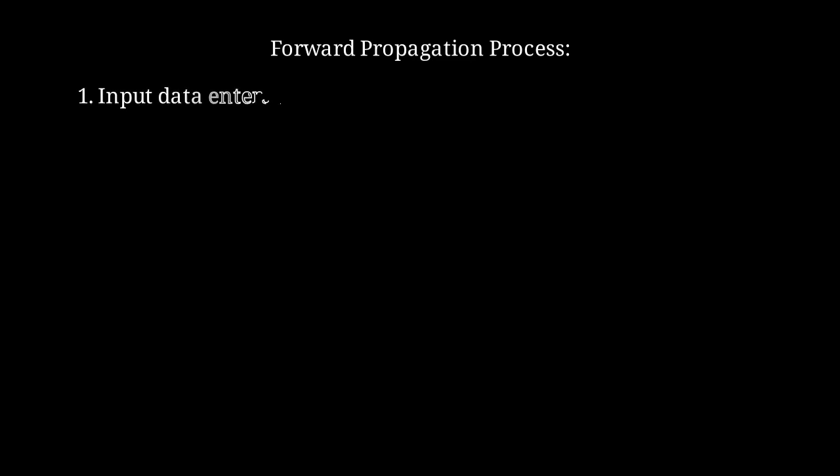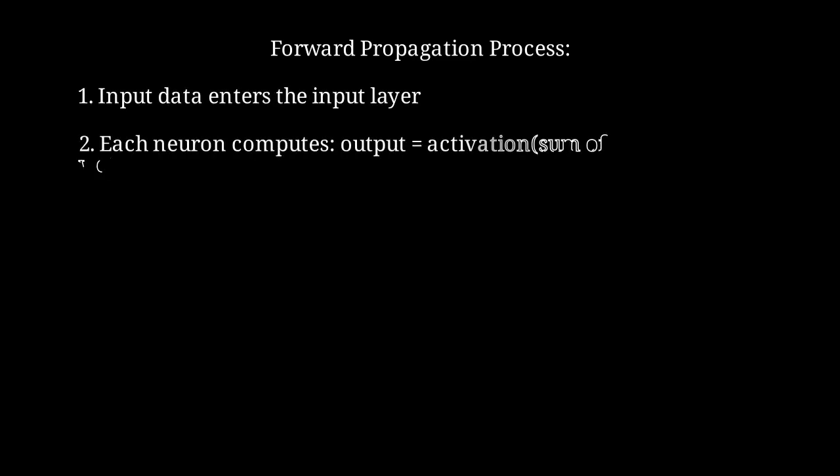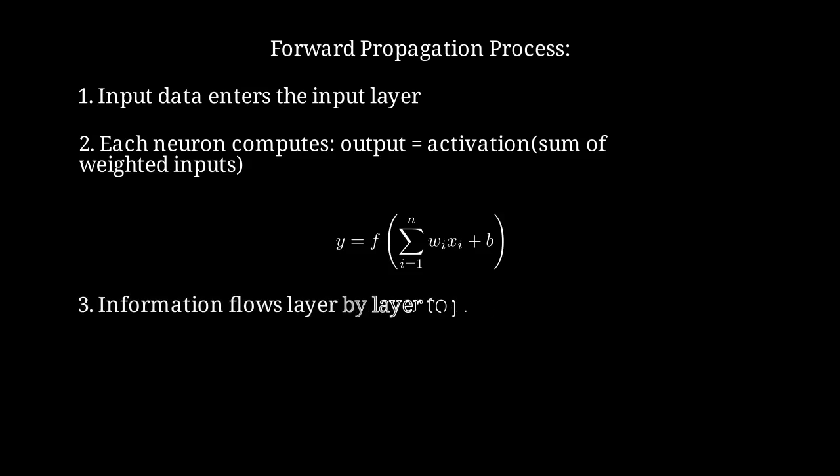Let's understand how information flows through a neural network. The process of information flowing through the network is called forward propagation. First, input data enters the input layer neurons. Each neuron computes its output by taking the weighted sum of its inputs and applying an activation function. Mathematically, this is expressed as y equals f of the sum of weighted inputs plus a bias term. This process continues layer by layer until we reach the final output.